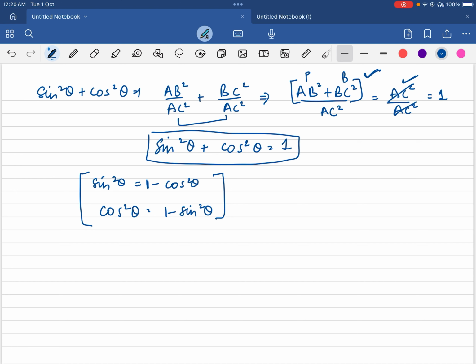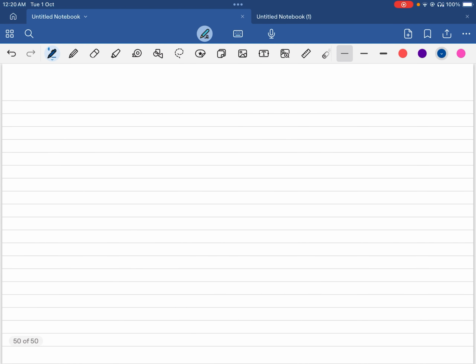Okay, next we will move on to the next identity. That was 1 plus tan squared theta is equal to sec square theta. I'll draw another triangle for you.